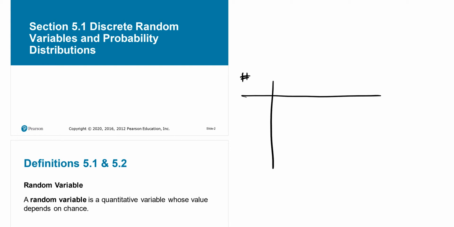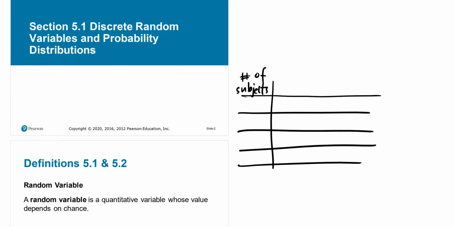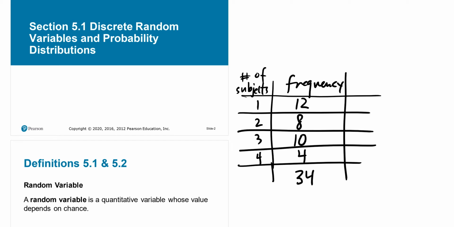So the number of subjects, let's say in the first column, and then here we have the frequency. The frequency, how many people like it, one subject, 2, 3, and 4. We found out that 12 students said they like one subject only, maybe only math or only bio. 8 people said they like 2 subjects. Some people said 10 here for 3 subjects and 4. A total of 34 students surveyed.